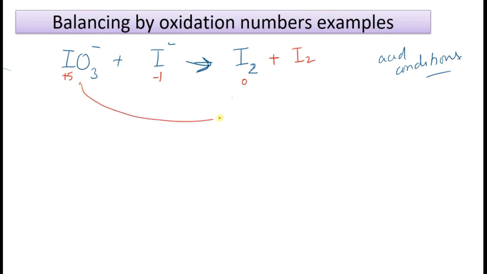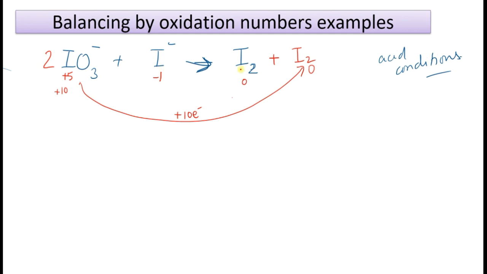So let's balance this one first. It's going from plus 5 to 0. The atoms are not balanced. This is IO3, and this is I2, so there's only 1 I here. So I'm going to put a 2 here, to decide on how many electrons I'm going to need. 2 times plus 5, so that's a total of plus 10 oxidation state going to 0. So I'm going to have to add 10 electrons to this, to go from 10 positive to 0.